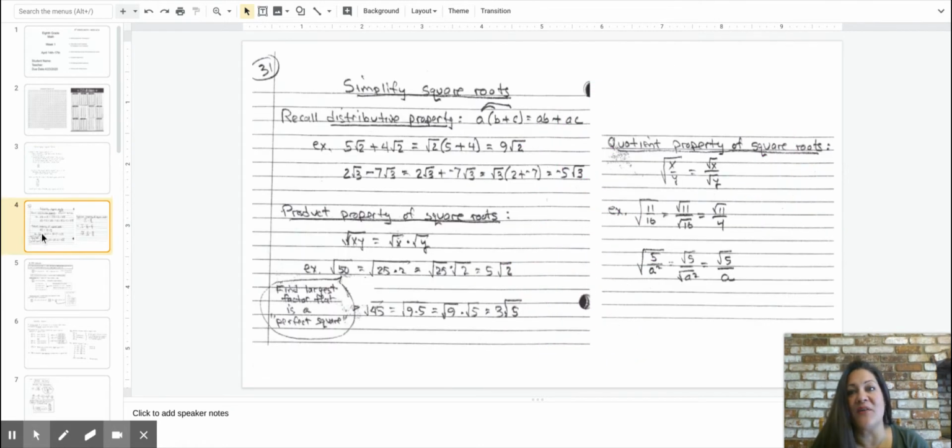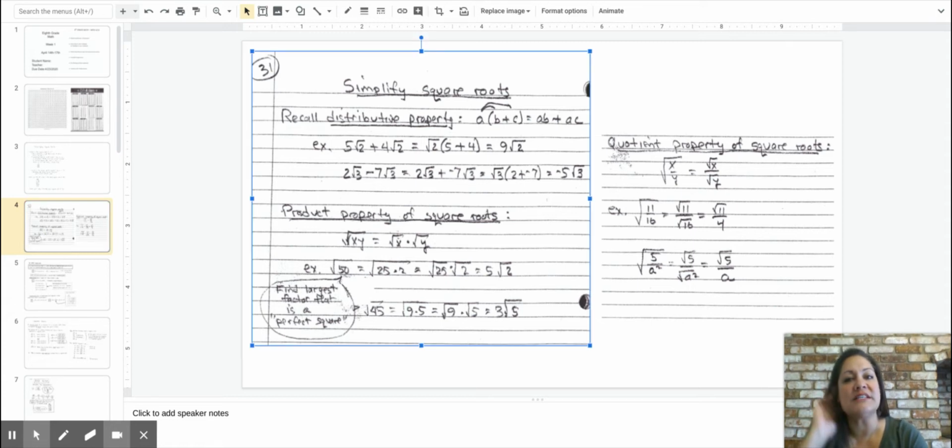Here are our notes, and it should look very familiar to you. This is how we've done our notes all year long. So this is simplify square roots. The first thing is, it says to recall the distributive property.